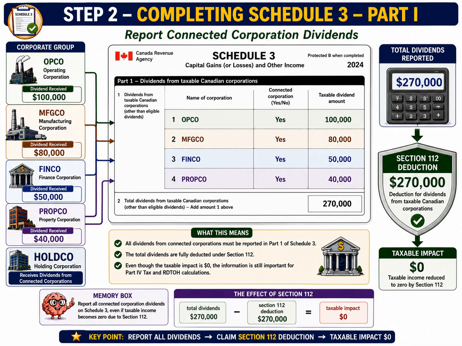So the key takeaway from Part 1 is simple. Record every connected corporation dividend. Calculate the total dividends received. Claim the Section 112 deduction. And recognize that the taxable impact may be zero, while the reporting requirement still remains. In the next slide, we'll move beyond reporting dividends and see how the calculated Part 4 tax amount is entered into Schedule 3 and ultimately creates Holdco's RDTOH balance.